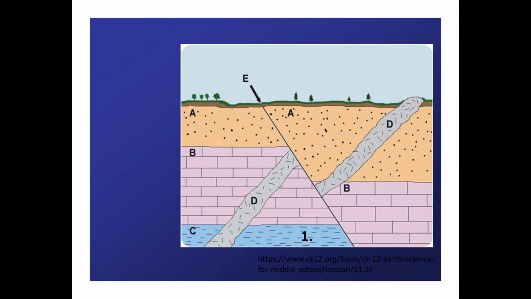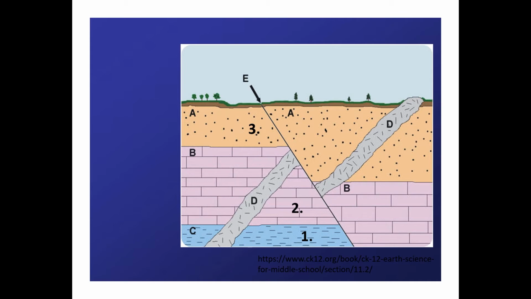Okay, so hopefully you paused it. So C happened first, and then again using the principle of superposition, the oldest things are on the bottom and the younger things are on top, so we should say that B happened, B was deposited. Again, off of superposition, we should say A was deposited. And then next we have to start thinking about, okay, what happened after A?